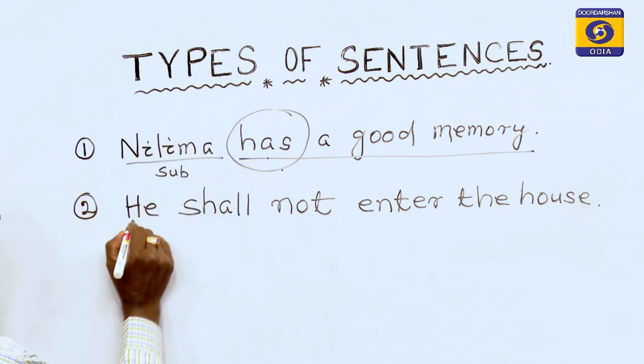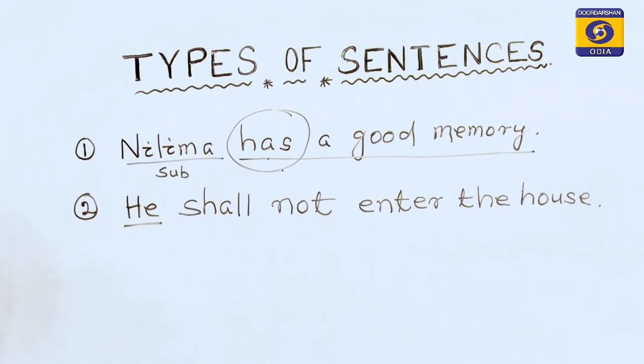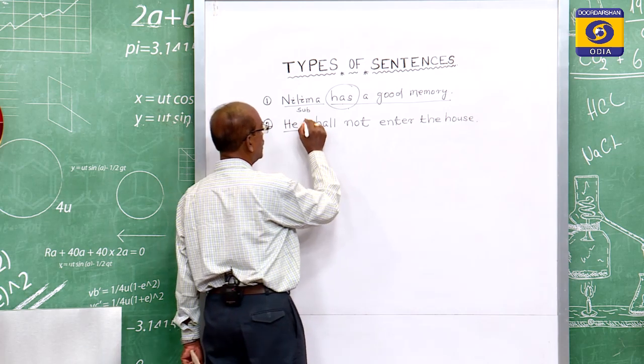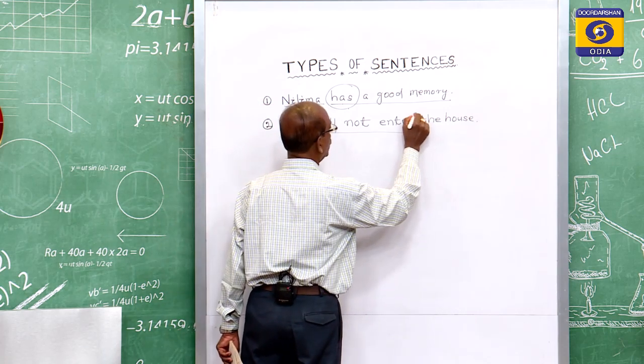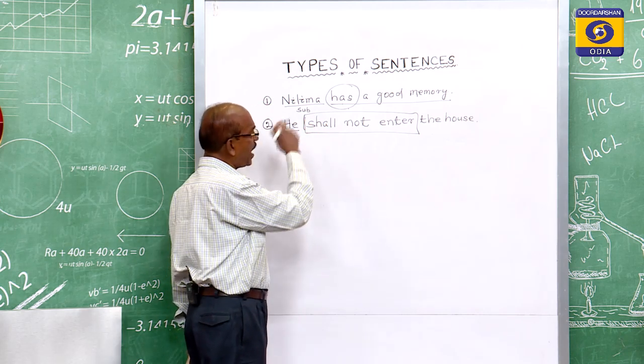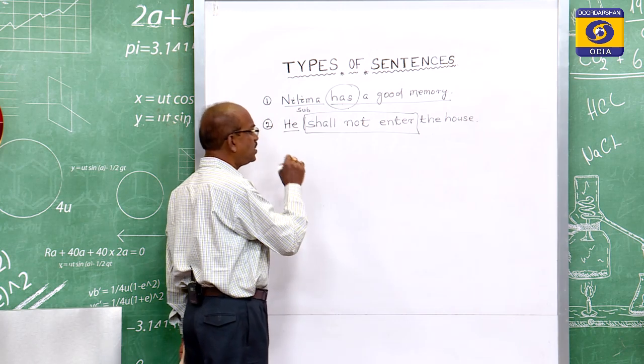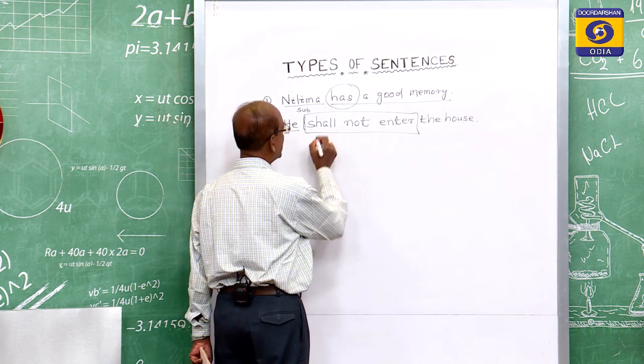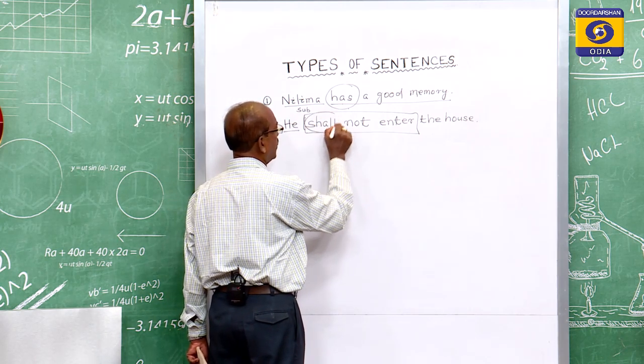Here you see, he is the subject. Which one is the verb? Shall not enter is the verbal phrase. And in this verbal phrase, which one is the finite verb? Shall is here the finite verb.